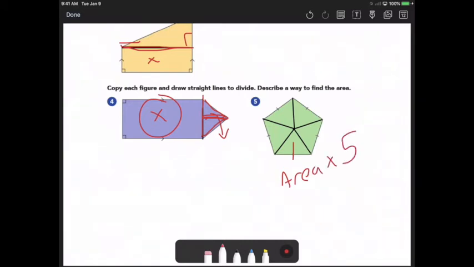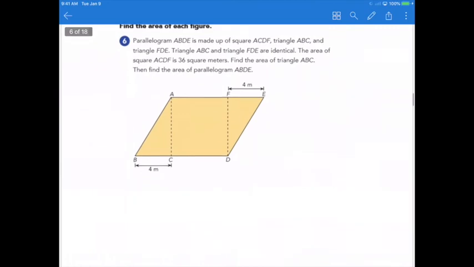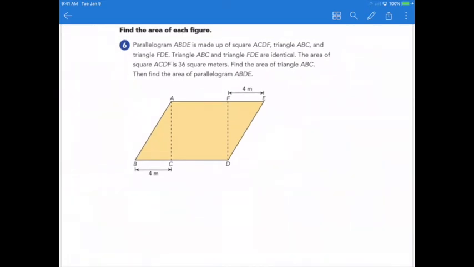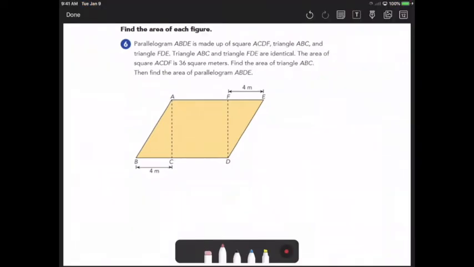All right, so the next one says a parallelogram is made up of, and it's ABDE. Let me highlight that for you. ABDE, the whole thing there, is your parallelogram. There's a square, and the square, let me get blue, is right here in the middle. And you have two triangles. Here's one right here, and here's one right there.